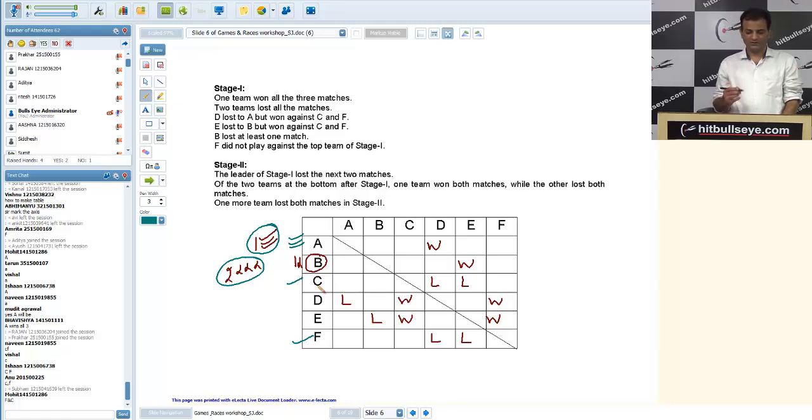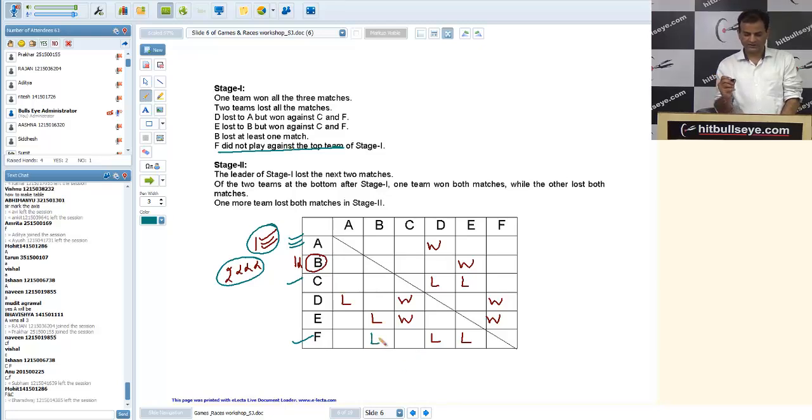That means F cannot play against the top team. So F will play against B, and then F has to lose. F will lose against B, and B will win against F. Again, B has to lose one match, so only B will lose against A, and A will win against B.